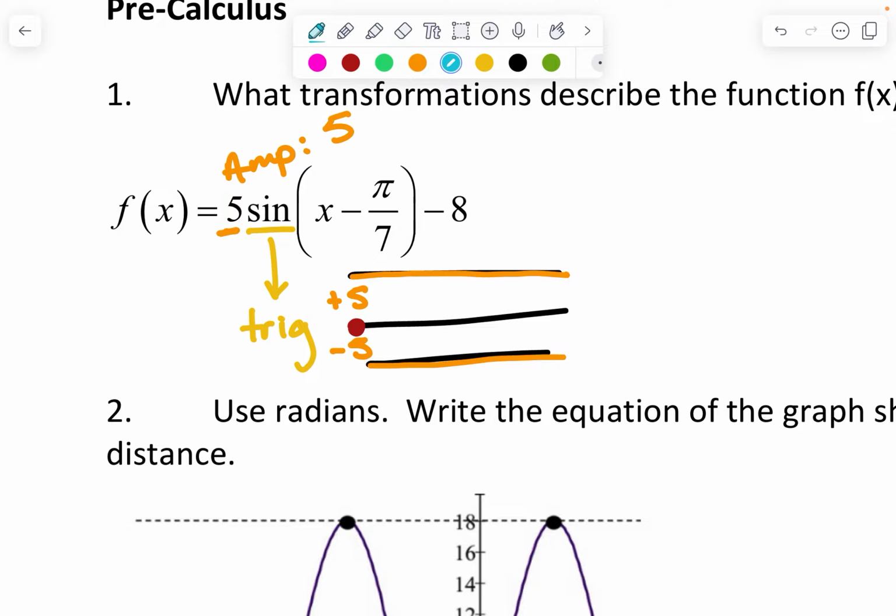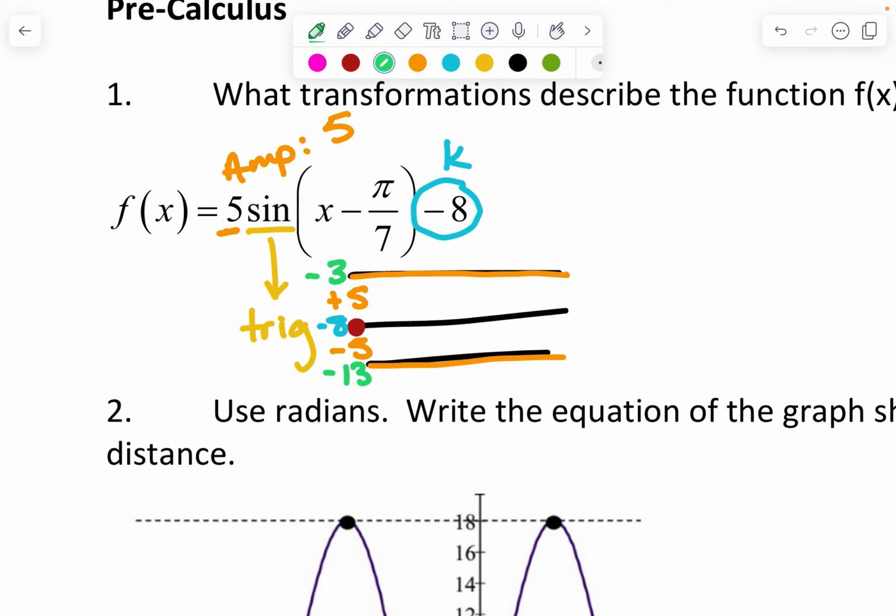How do you get that midline? You get that midline from your K value. It tells you how far up or down the graph has been shifted vertically. Since this one's been moved down 8, that means our center line would be -8, and then we would take away 5 more to be down at -13, and we'd add 5 to be at -3 for this particular graph.